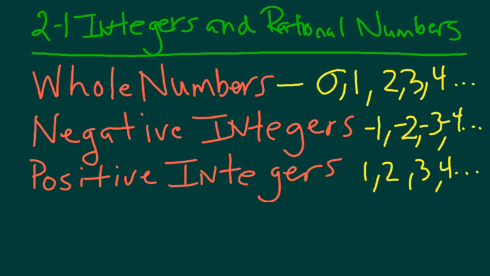Now look at those three sets of numbers. There's one number that only one of them has. Which one? 0. 0 is a whole number, but it's not a negative integer and it's not a positive integer. It's just in its own category by itself.